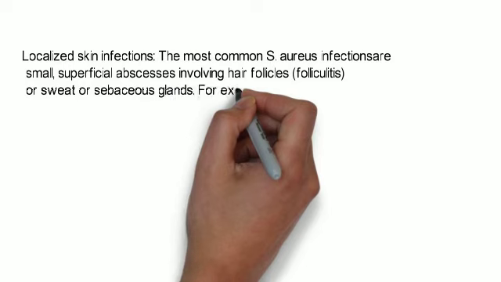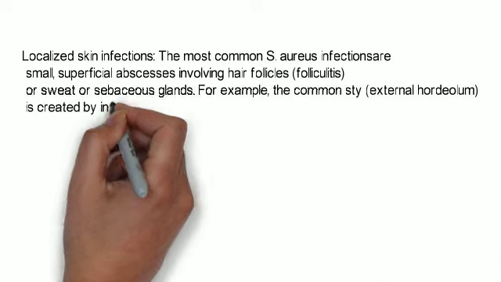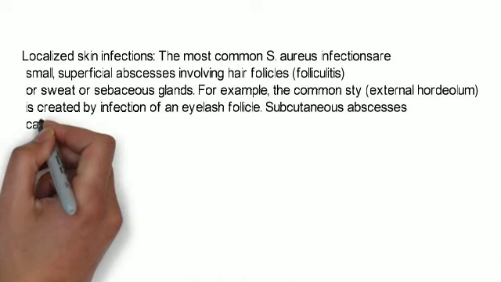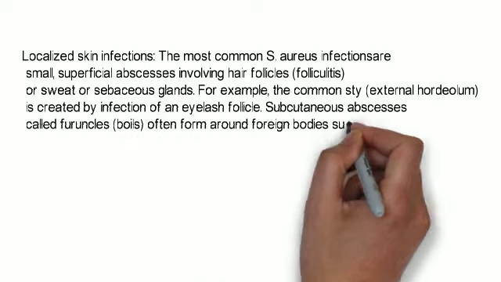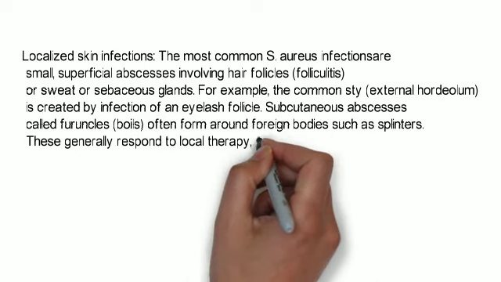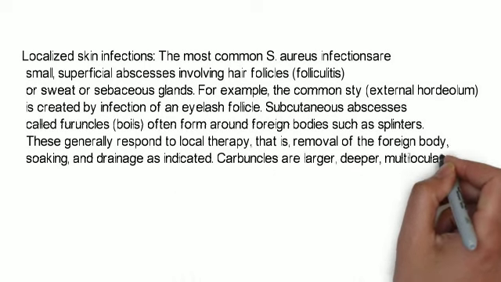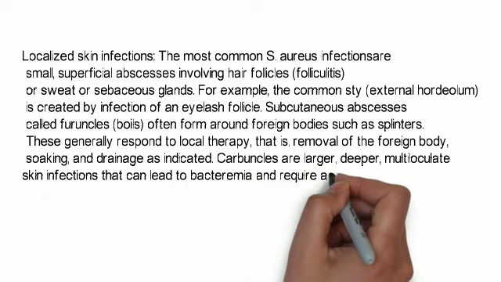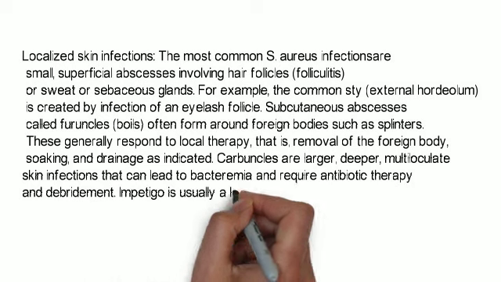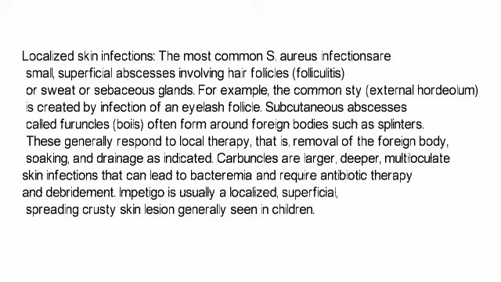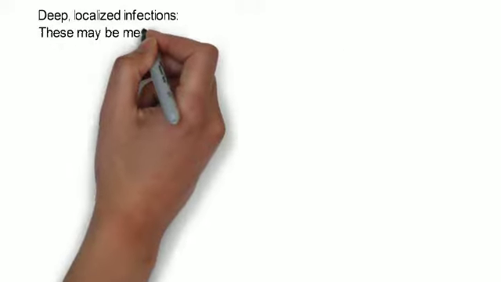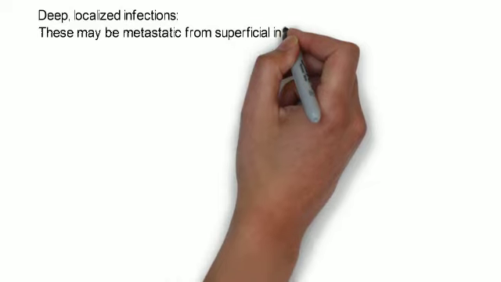Localized skin infections. The most common S. aureus infections are small, superficial abscesses involving hair follicles, folliculitis, or sweat or sebaceous glands. For example, the common stye, external hordeolum, is created by infection of an eyelash follicle. Subcutaneous abscesses called furuncles, or boils, often form around foreign bodies such as splinters.